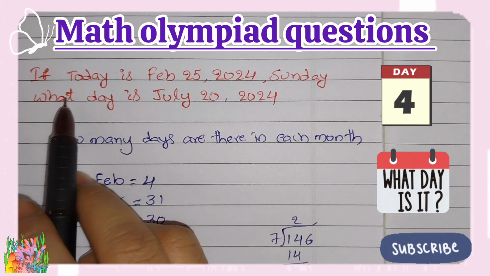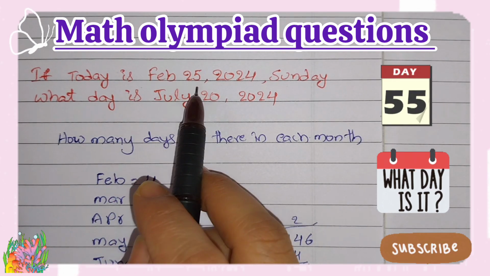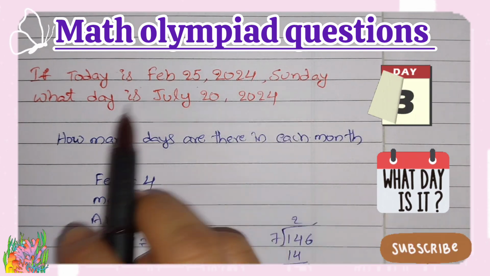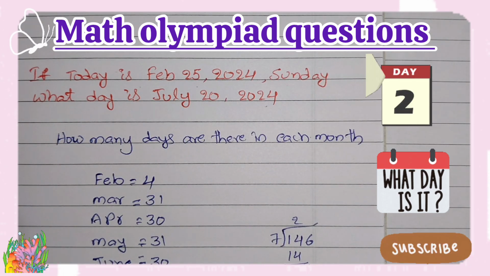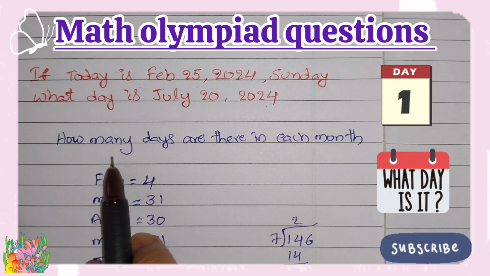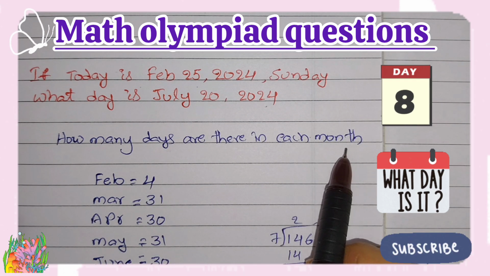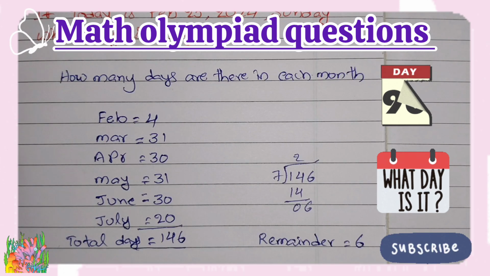The third question is, if today is Feb 25th 2024 Sunday, what day is July 20th 2024? So we have to find which day is July 20th, 2024. Let's see how to solve this problem.